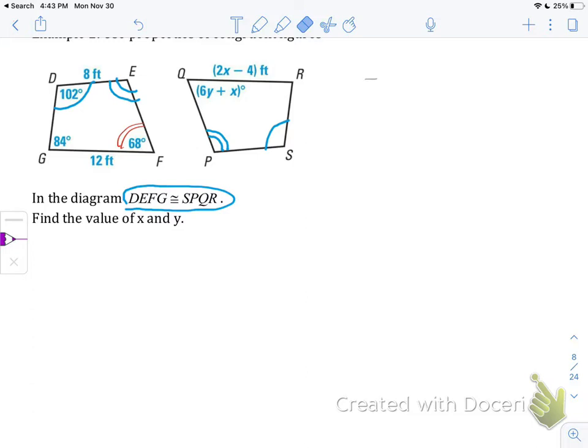Angle F, I'll give 3 hash marks. Let me take away these. Maybe I can't do that. Okay, so I'm going to give 3 hash marks. 1, 2, 3 blue hash marks. And that's going to be equivalent to angle Q. 1, 2, 3. Okay, and I'm not going to label anything else because the unlabeled are equal to the unlabeled.